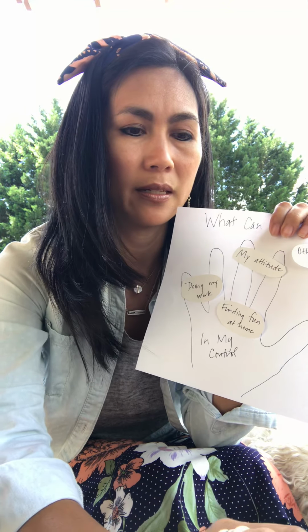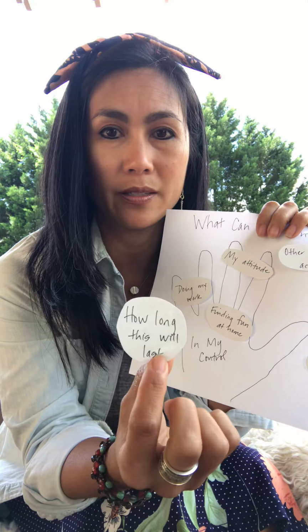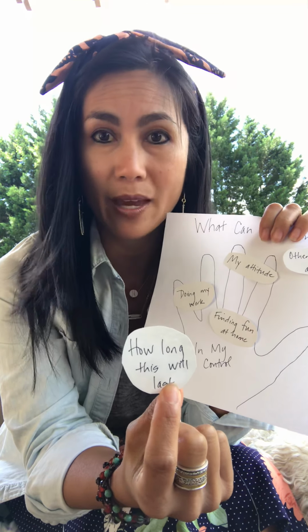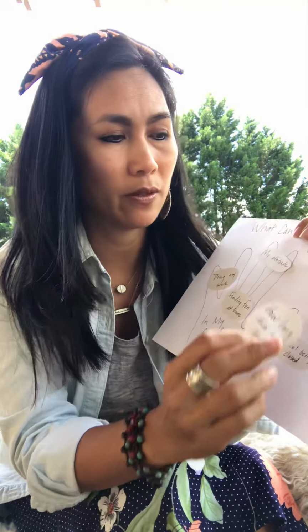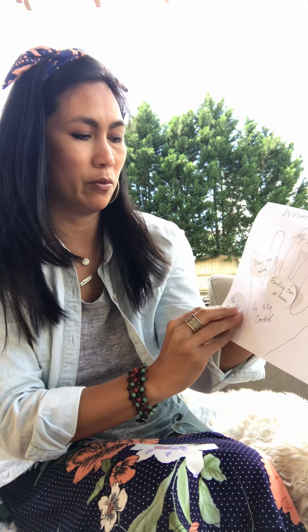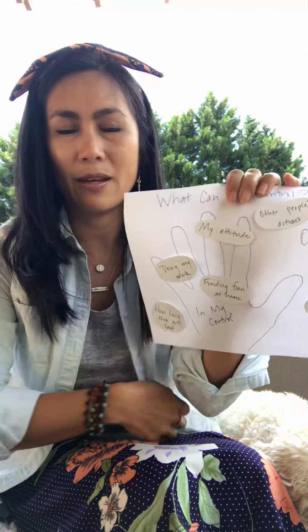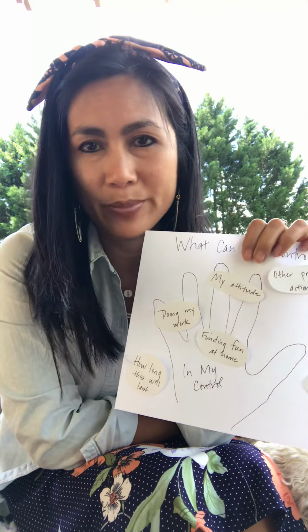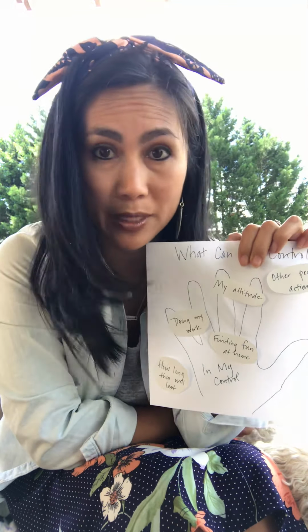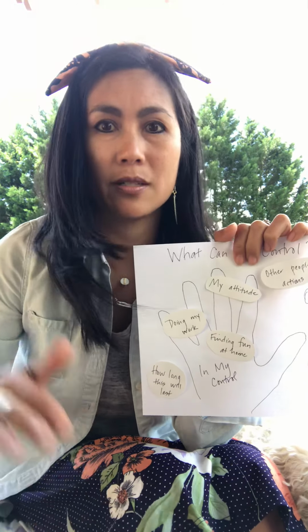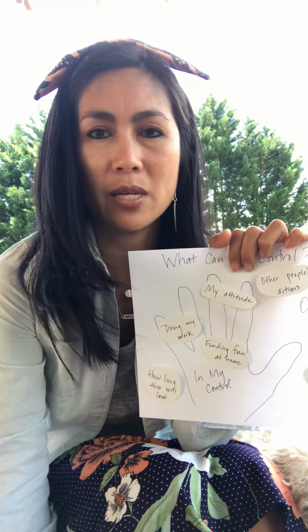What about how long this is going to last? We have no idea. So that one is clearly out of our control. We can try to guess, and I know people do, but the truth of the matter is we really don't know how long that's going to last. But what do we have control over? Our attitude, how we're going to respond to it. How we're going to respond to either continuing to stay home or being able to start integrating back into the community and being with people again.